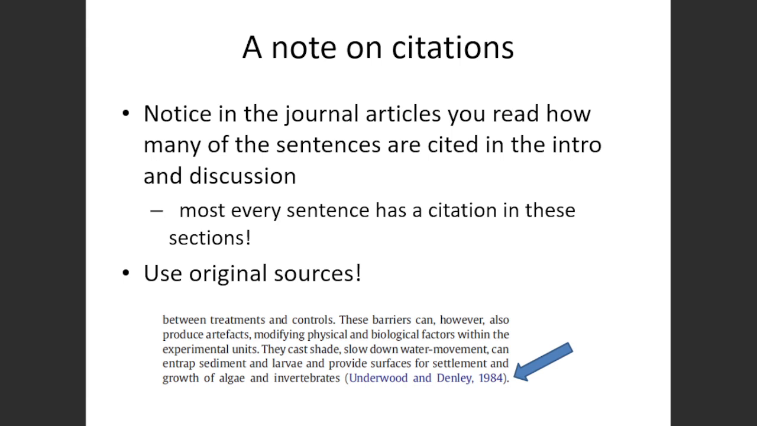So a note on citations. You'll notice in journal articles you read how many sentences are cited in the introduction and discussion. So whenever you go through the 10 sources that you need, read through the introductions and the discussions, and you'll see just how many sources they have. On the paper I'm writing myself, I have about 50 sources right now. And use original sources. So if you find something that references a different article, find that original article.